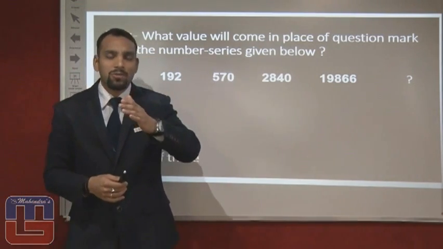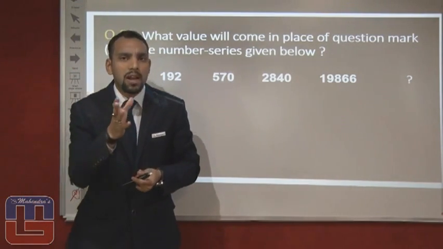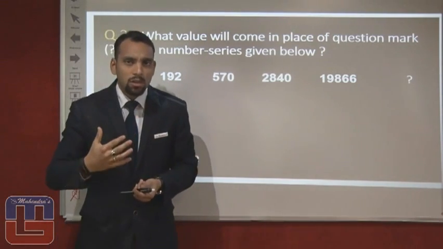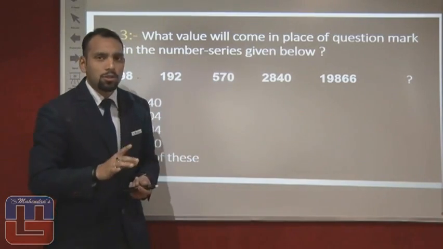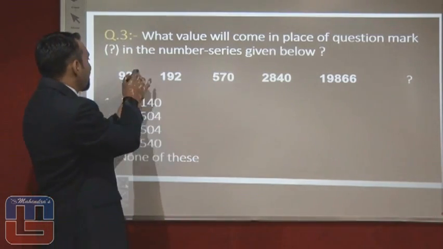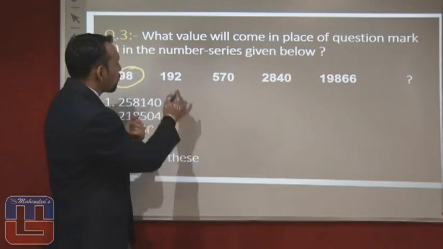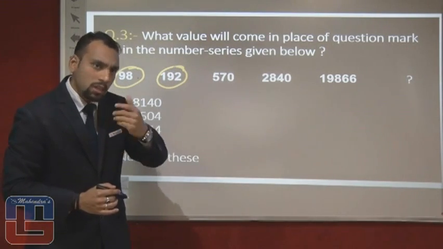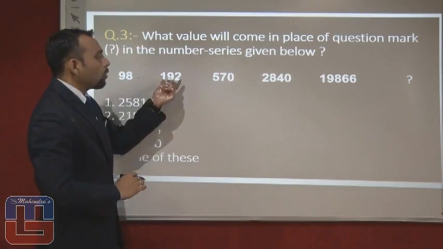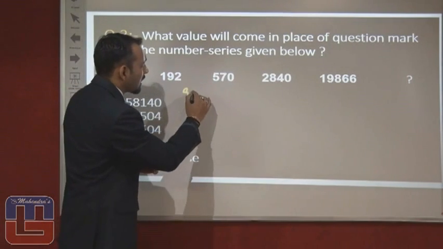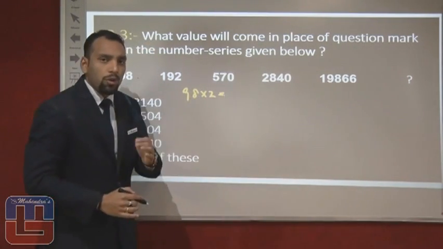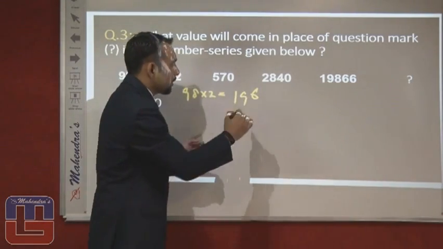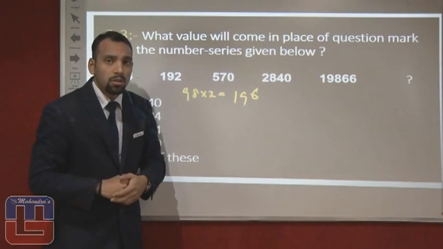Now what we have to do in number series, if we are given a number series, is firstly find the logic. That means, what is the logic behind this number series? So firstly check. Now see, this is 98 and this is 192 and this is 570. Getting any logic? Not yet. See, 98 then 192. If we multiply this 98 by 2, what will we get? We will get 196. But here it is 192.